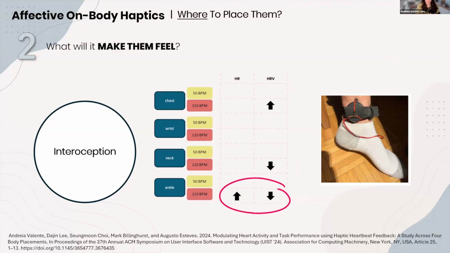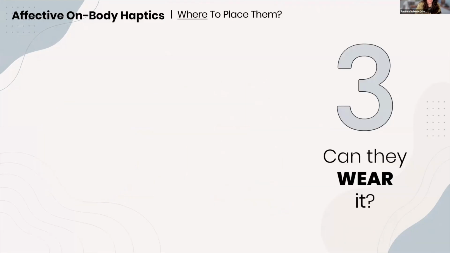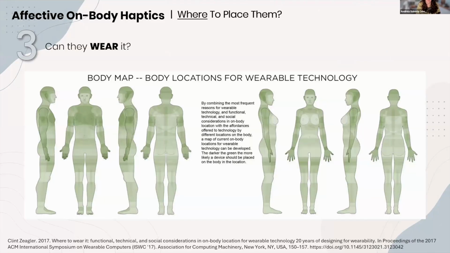So the lesson here is that your device might have consequences for people's own awareness, especially when they represent external data from a system or from someone else. And the last question is, can they wear it? And this one is pretty easy to respond to, because how people accept wearing a device usually is correlated to how they are perceived in society.